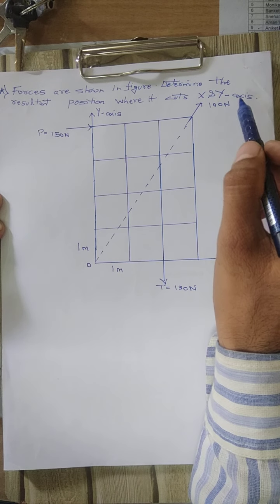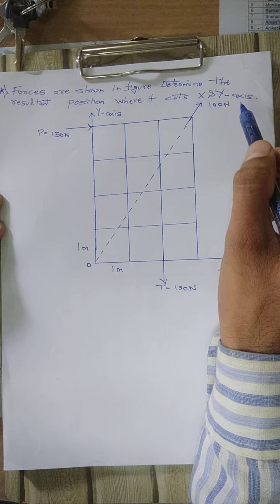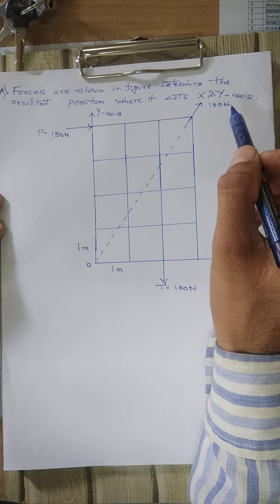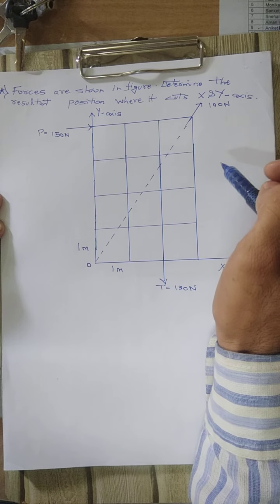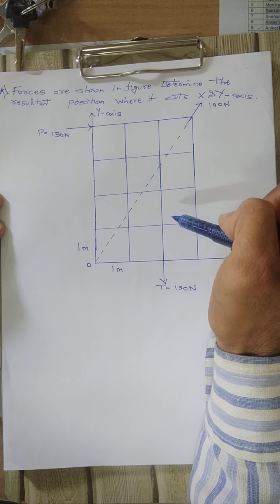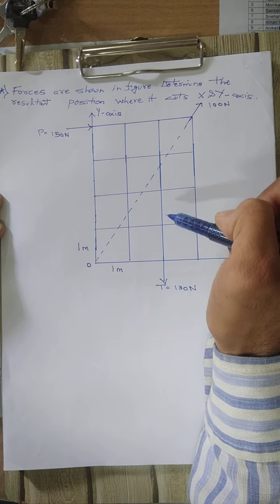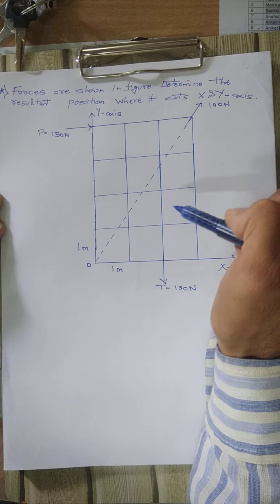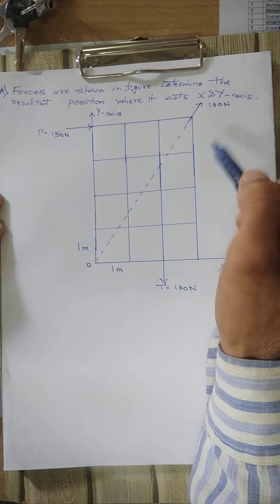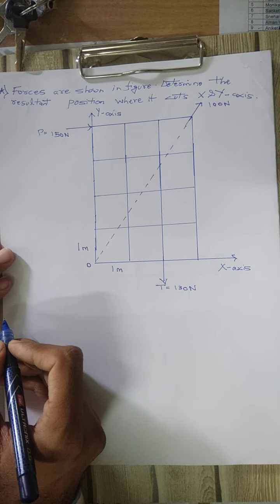We have to find out the distance of the resultant with respect to the x and y axes. That means at which location this resultant is acting on this grid. So on this grid, what is the position of the resultant? Whether it is in the first quadrant, second quadrant, third quadrant or fourth quadrant, and what are the distances along the x and y directions of this resultant. One by one we will find out.